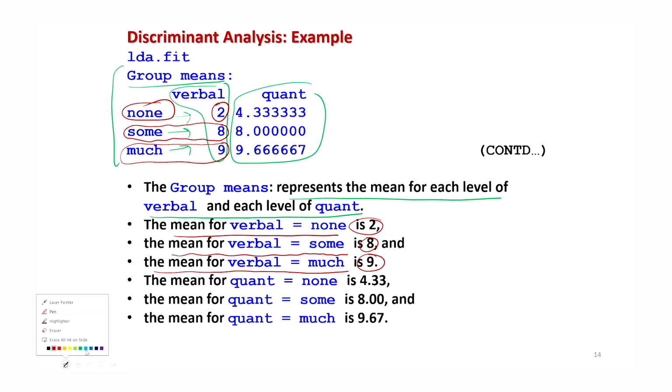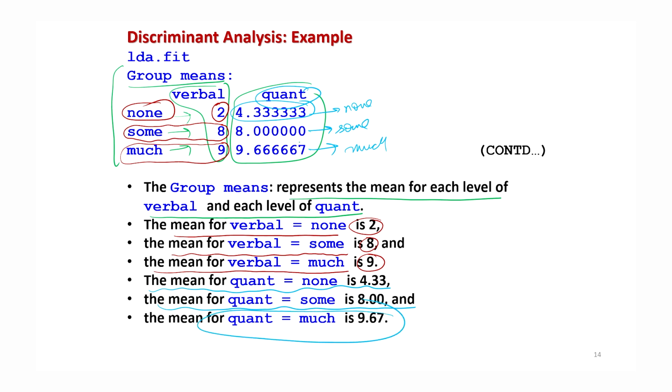Similarly, if you come to the second column, quant, then when quant is equal to none, the mean is 4.333333 and so on. When quant is equal to some, the mean is 8. And when quant is equal to much, the mean is 9.666, or 9.67. So this is giving us the group means.